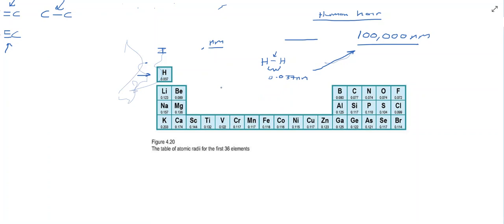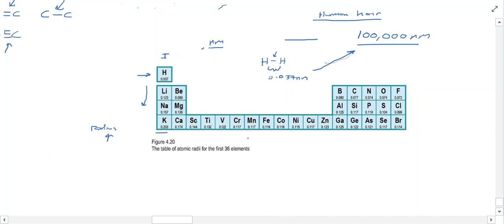Now what actually starts to happen is as you move down the group, so these are group 1 elements. As you start to move down this group, what you'll notice is that the radius increases as you move down the group.